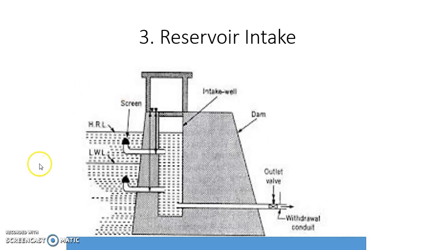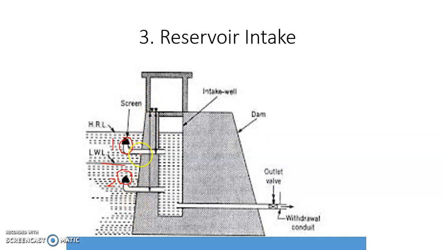For this, we have two intakes. You can see one intake is this one. One intake is provided at the high water level, that means the water level which is attained in the monsoon season. And then there is a second intake which is provided for the dry season, for the low water level. This is the low water level.